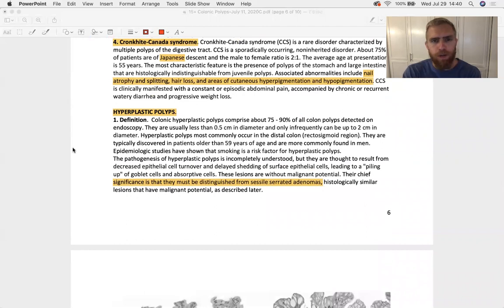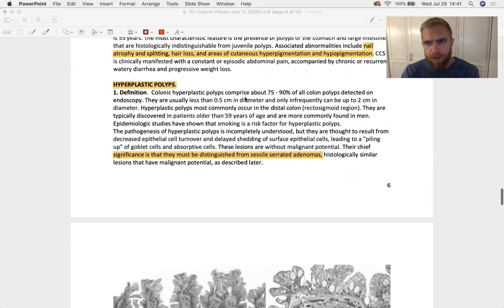Not much else to say about those two syndromes. Cronkhite-Canada syndrome is characterized by multiple polyps of the GI tract. It's non-inherited, it's sporadic. That's what non-inherited means. 75% of patients are of Japanese descent, so there's the test question right there. Associated abnormalities include nail atrophy and splitting. There's the test question right there. Hair loss, cutaneous hypopigmentation. That's if they ask you about it. I don't see much going on there besides just make the diagnosis.